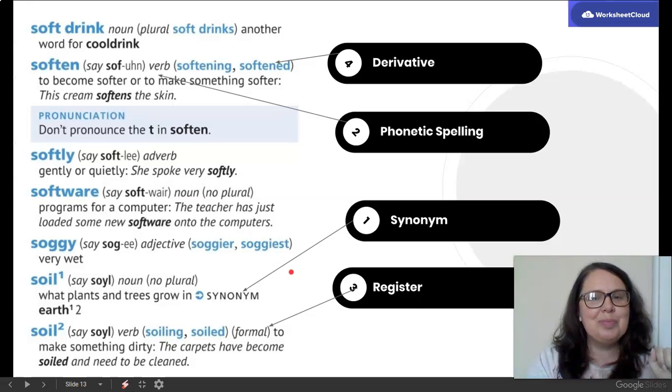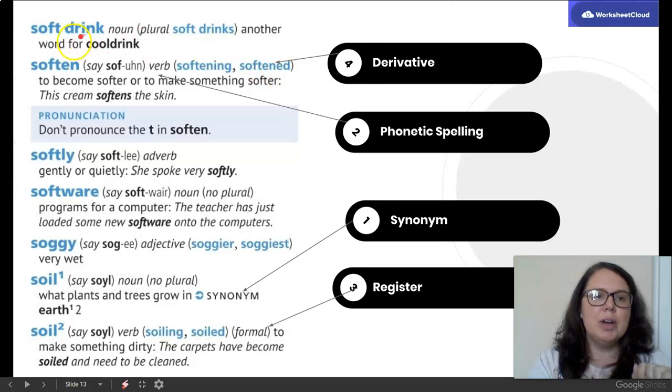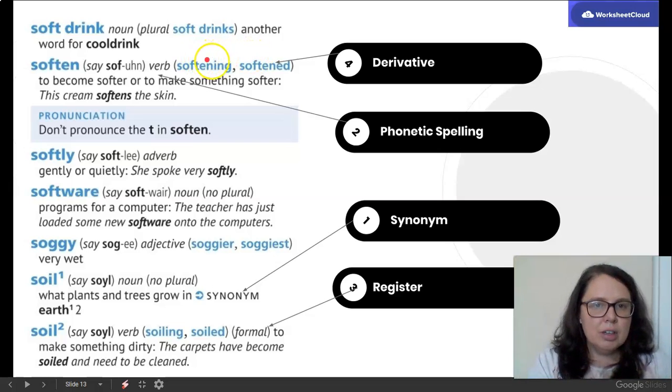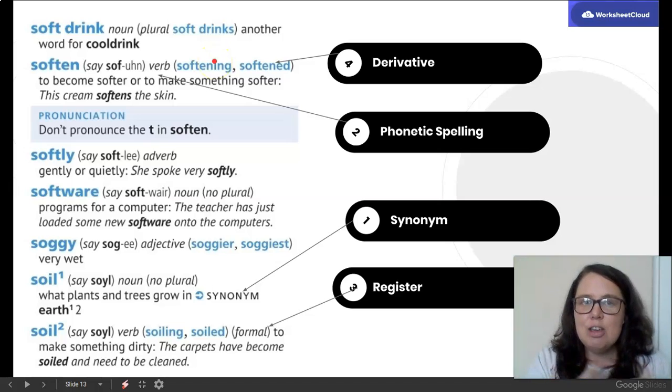Okay, there's more. Also, and this is again another half page I've selected, you'll also be given derivatives. That means whatever your head word was, you will then be given other variations of the word. So "soften," other variations, "softening," "softened." There you can see that suffixes are added on to change the part of speech.